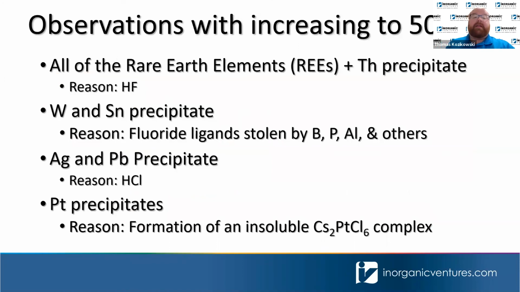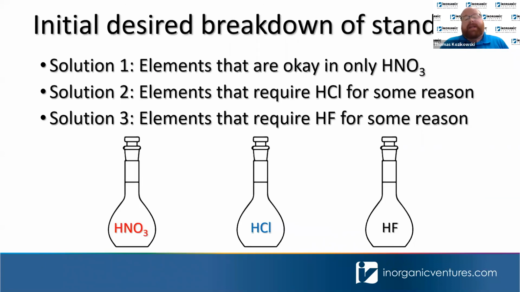But one other thing to note is that there are other elements that may not precipitate per se, but they'll actually steal the HF away as much as a rare earth would. So our initial desired breakdown for our standards was obviously revolved around matrix. So we wanted to split this into 3 solutions, and then have different calibration ranges for each set.